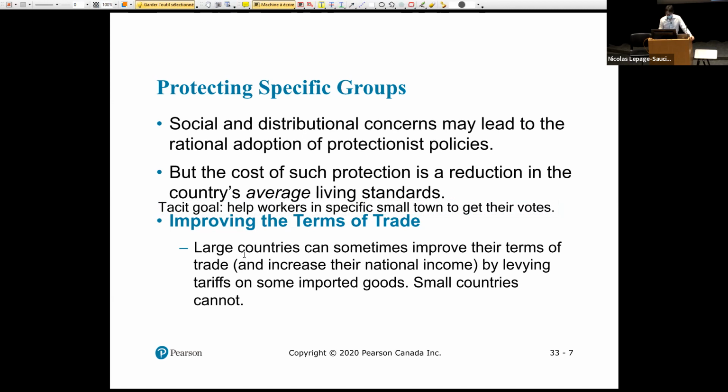Improving the terms of trade. Large countries can sometimes improve their terms of trade and increase their national income by levying tariffs on some imported goods. Small countries cannot. So this is a real reason. Why? Well, because if you're a very, very large country, you exert a big pressure on the world demand. And so if you restrict the demand, you're essentially something like a monopoly.